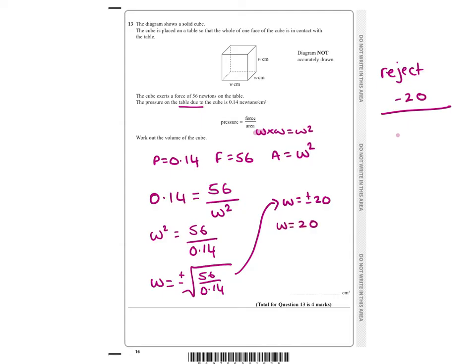And now it wants us to find the volume, which is 20 times 20 times 20, which is going to give me 8,000 centimetres cubed.